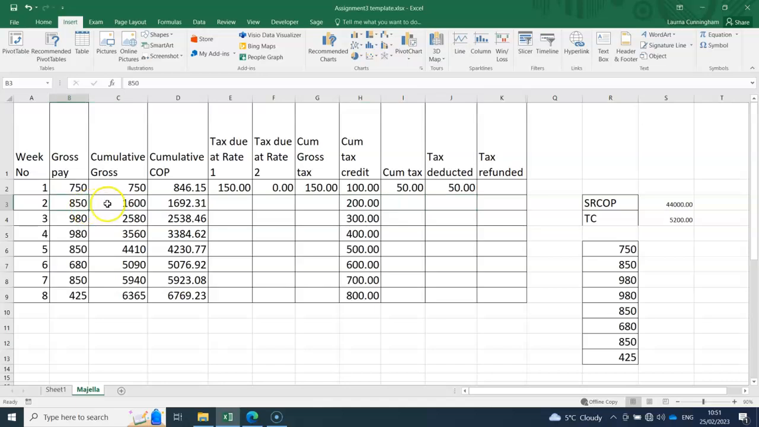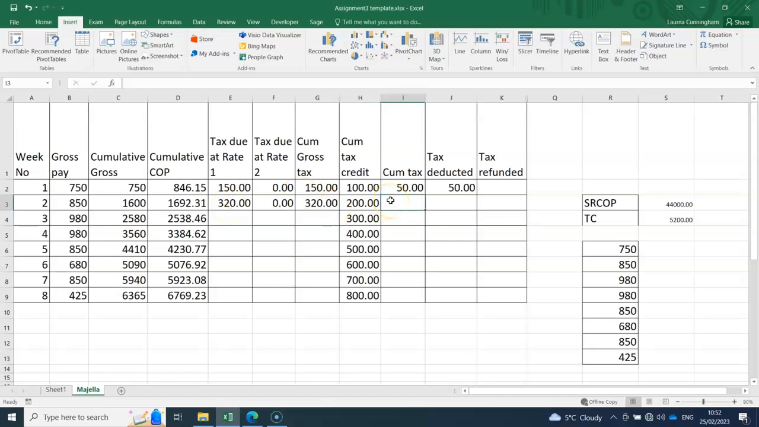She has earned €850, so her cumulative earnings are now €1,600. Again, is it higher or lower than her cutoff point? It is lower, so she will pay all of her tax at 20%. Okay. Again, nothing at the high rate, so everything is going to be based on the tax due at rate 1.